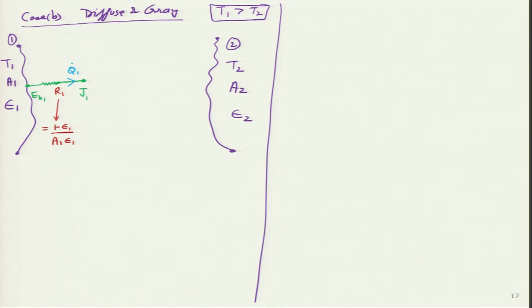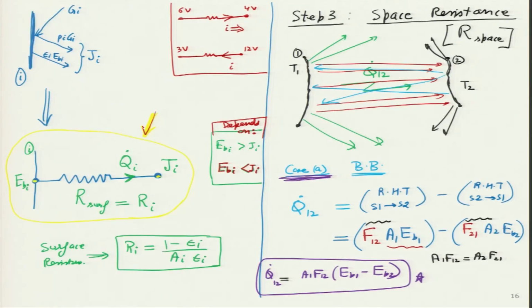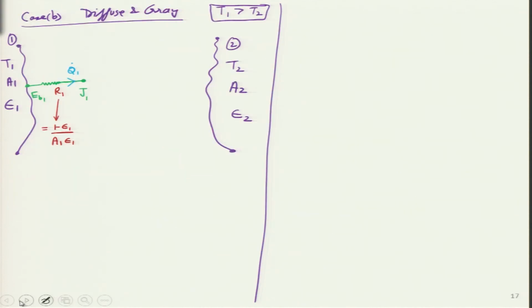How did I write all these blue, green and red things? Just by looking at the previous slide over here. Look in this yellow circle over here. This is what we have discussed about 10-15 minutes back. So this knowledge we already have, that is what surface resistance is, and it is true for the diffuse and gray case, and that is what we are having over here. And not only this, I can even apply it to surface 2 as well.